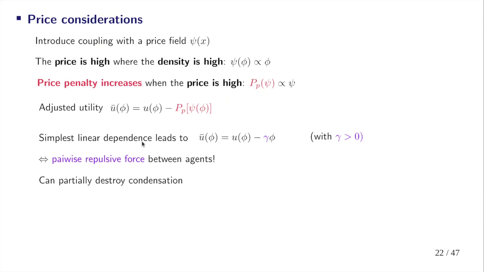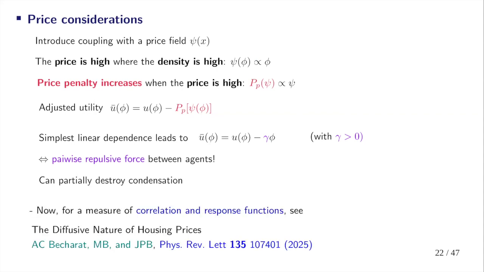And in the end, you have, let's say, a simple linear dependence between the price field and the density field itself. You put it in the utility function, and like that, this effect of the price just appears as a pairwise repulsive interaction between agents. So the price can partially destroy condensation. The physical effect of the price.